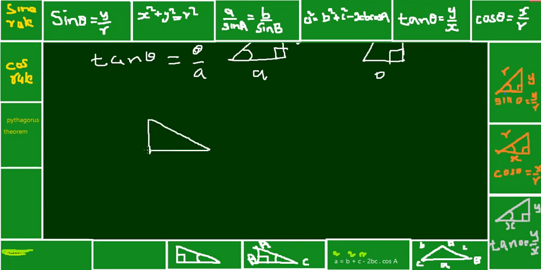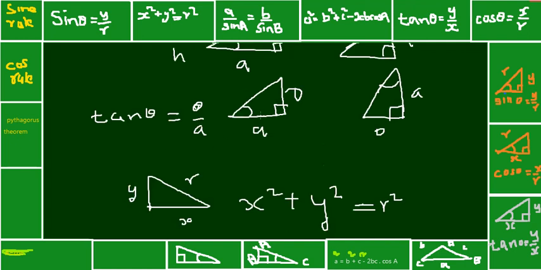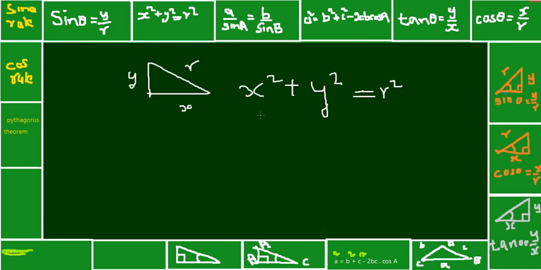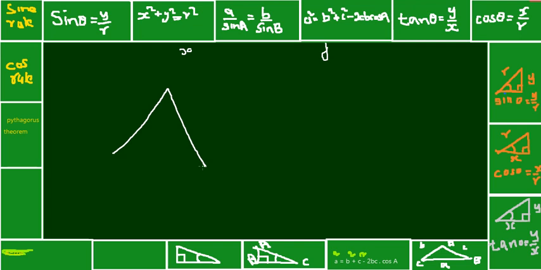And then there's the Pythagoras theorem. This side is y, this side is x, this side is r. So we have x squared plus y squared equals r squared. So we have something like this for the Pythagoras theorem.